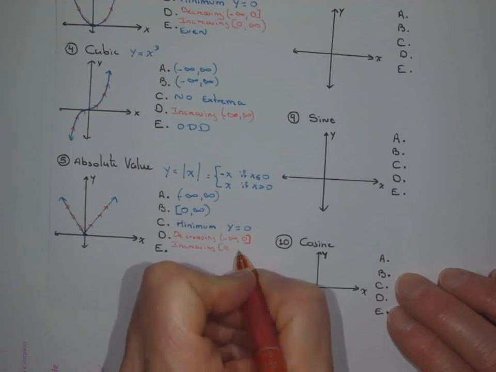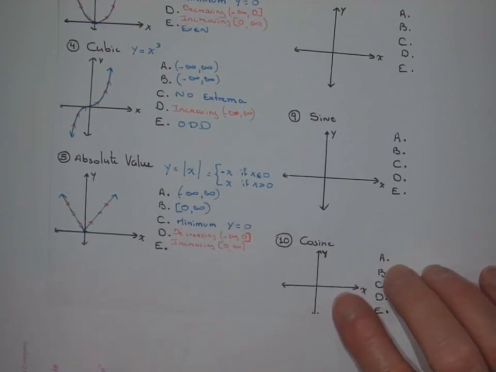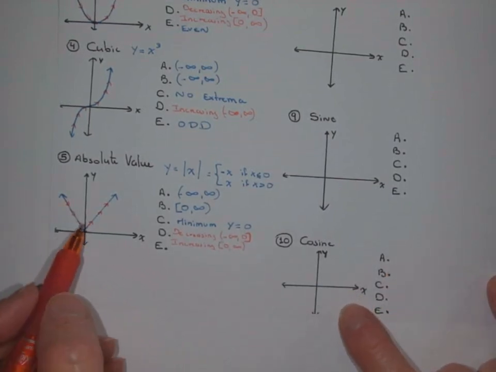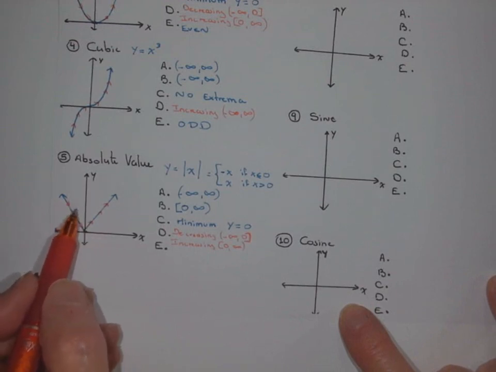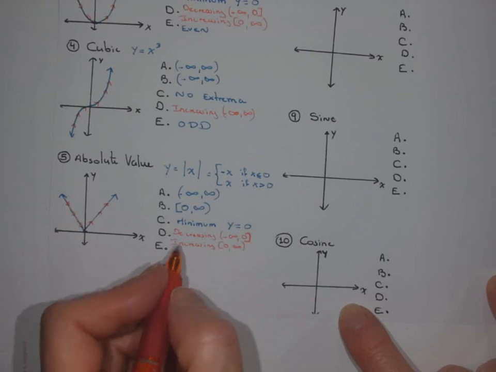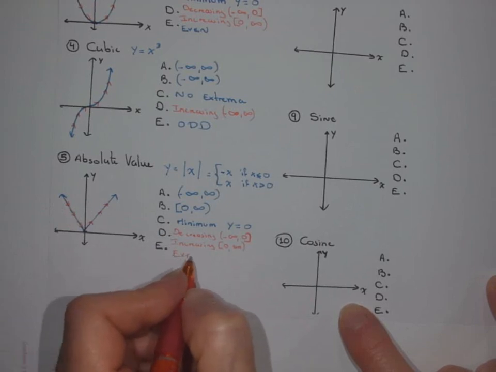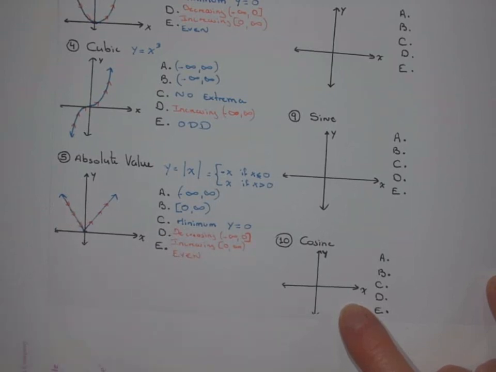from 0 to infinity. E is even or odd, and if you fold this on the y-axis, you're going to end up with the same y values left and right, so that's definitely going to be an even function. Okay.